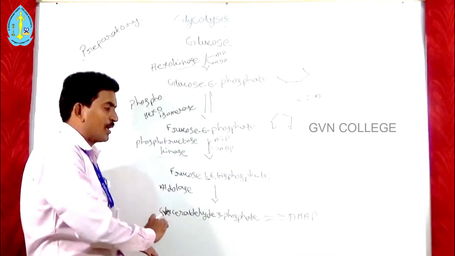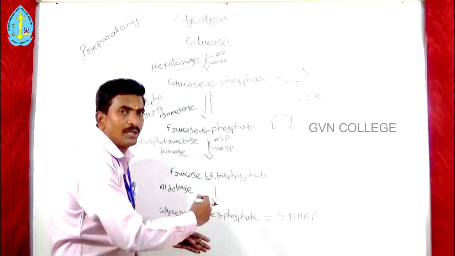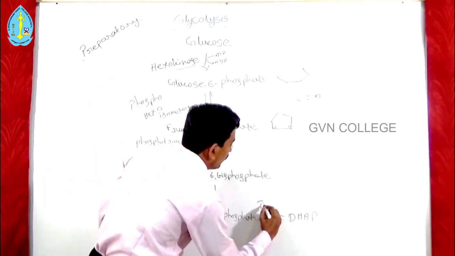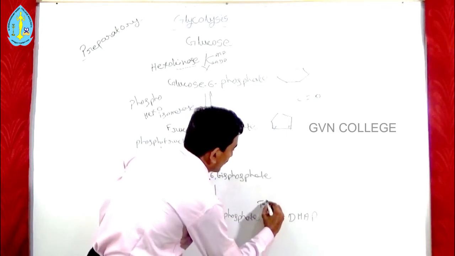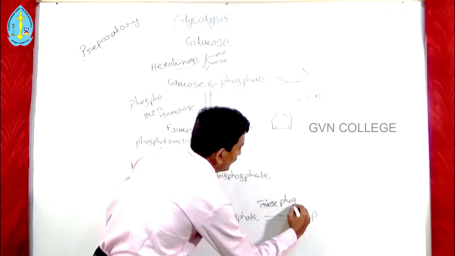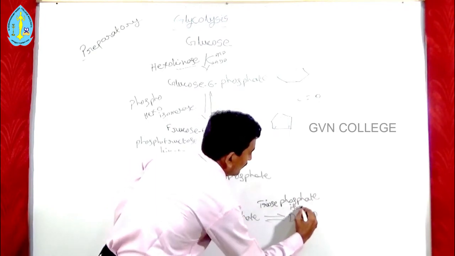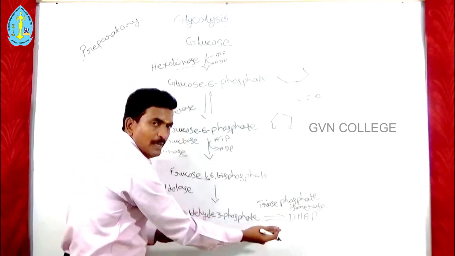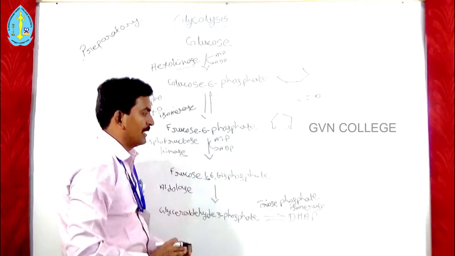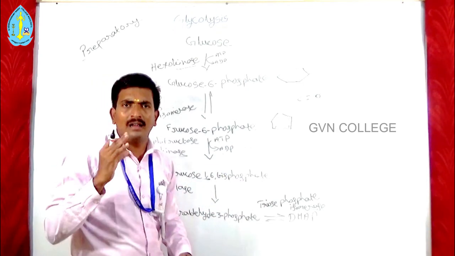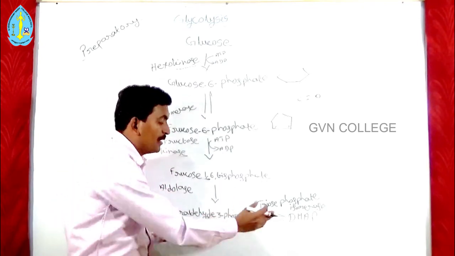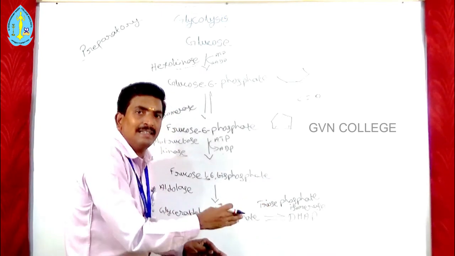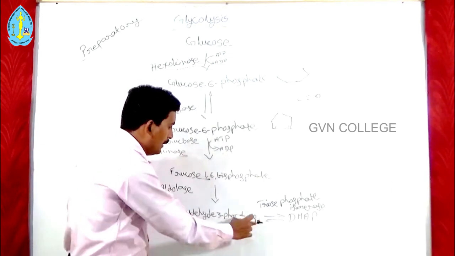Dihydroxyacetone phosphate and glyceraldehyde 3-phosphate are interconvertible with the help of the enzyme triose phosphate isomerase. With the help of this enzyme, dihydroxyacetone phosphate is converted into glyceraldehyde 3-phosphate. How can we remember the enzyme names? The reaction itself contains the names, because it is a triose sugar.